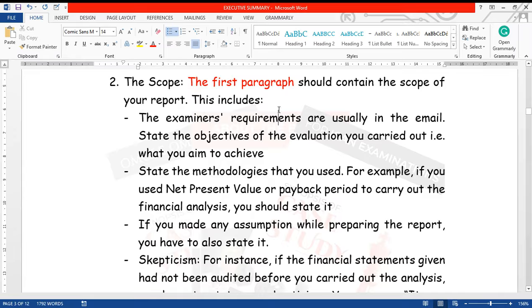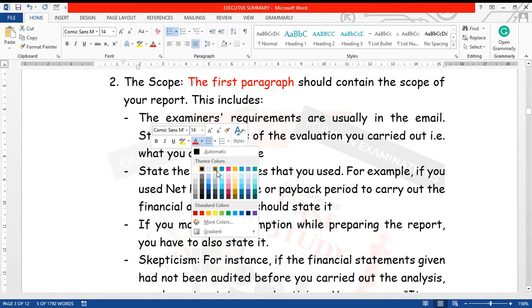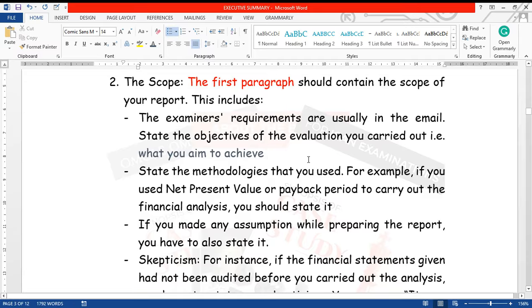So in the scope of your report, you state the objectives. The objectives of the evaluation we are carrying out, what you aim to achieve, is basically what the examiner asks you to do. You cannot say, oh, I feel like achieving what I feel like achieving. No, you have to achieve what the examiner requires of you. So the scope is the first thing, and it is what the examiner requires of you.